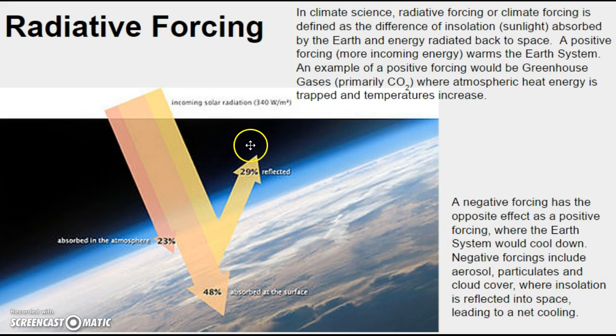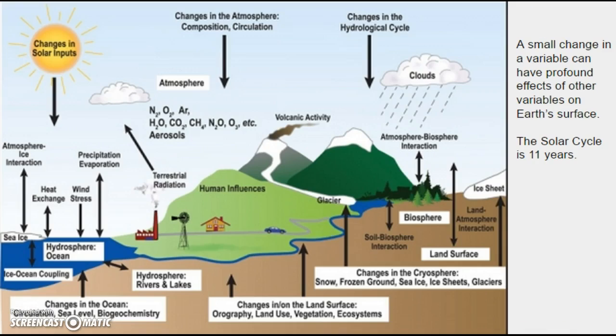So we have these influences that we call radiative forcings. If heat is trapped and it continues to warm, we call that a positive forcing. If heat is reflected, we call that a negative forcing. Those have two opposite effects. If it's trapped, it leads to a temperature increase. If it's reflected, it leads to a net loss of temperature, or cooling.